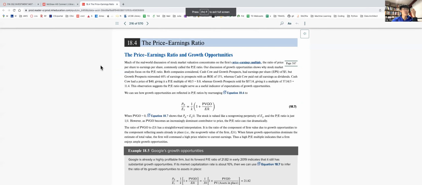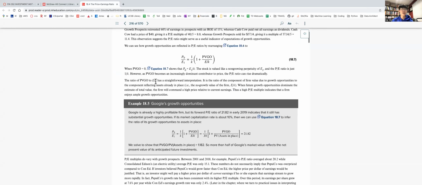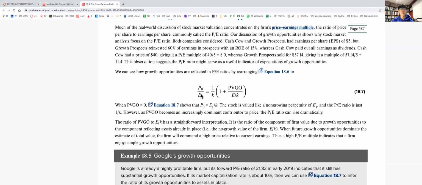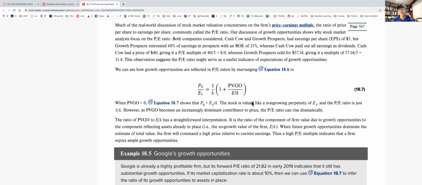Your textbook, I think that's going to be your section 18.4. You can see it has a very detailed discussion regarding the implication of a PE ratio by decomposing firm value into present value of growth opportunity and the asset in place. This is exactly identical with the two graphs I drew on the blackboard during class. You can decompose the firm value into these two components, non-growth value component and the growth value component.